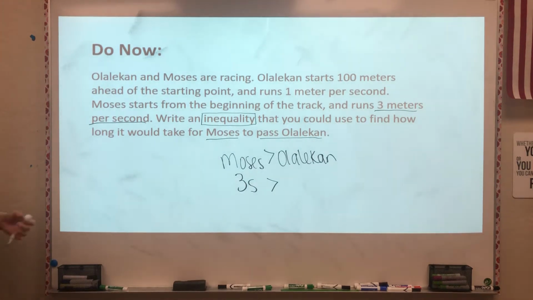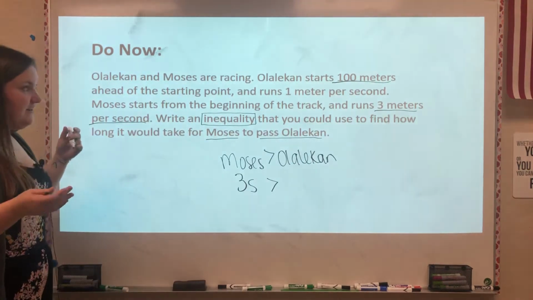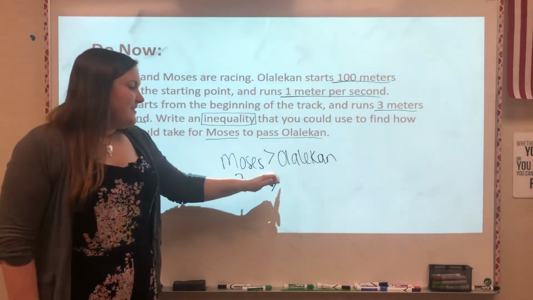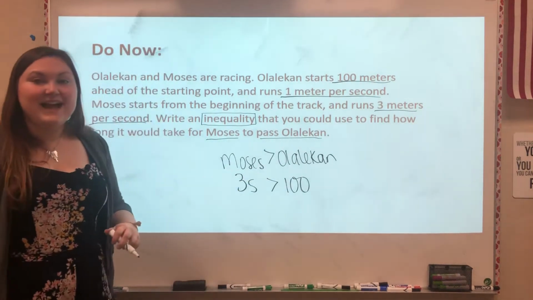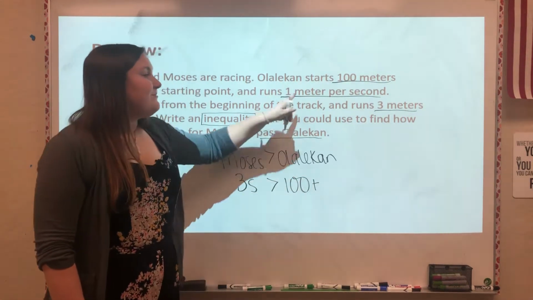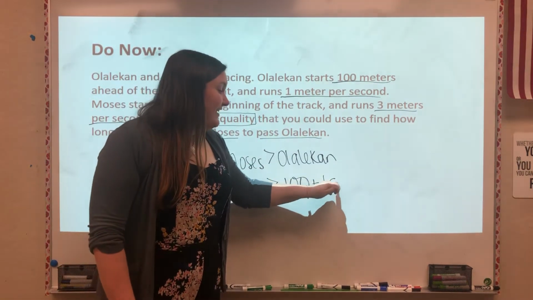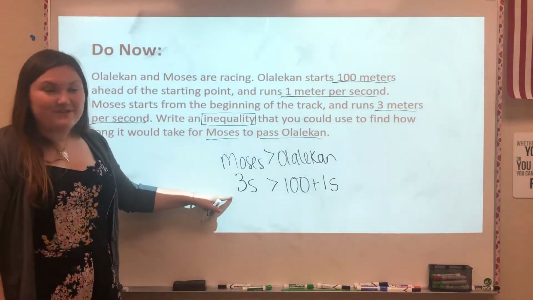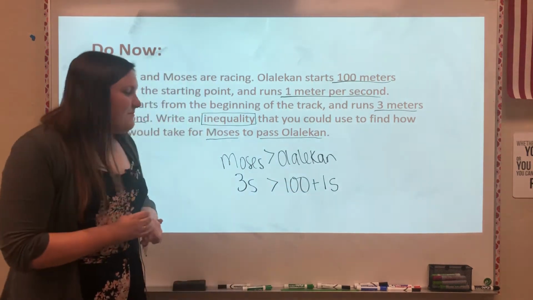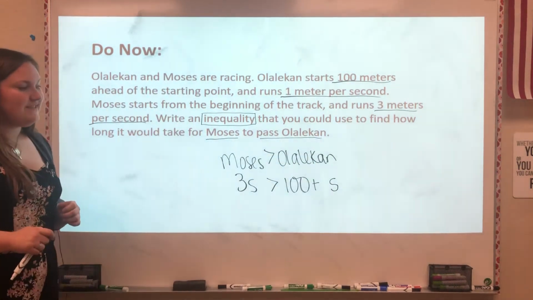Well, what do I know about him? Well, he starts 100 meters ahead of the starting point, and he's running 1 meter per second. So for Olalekan, I'm going to start by saying, well, he's got 100 meters that he's starting ahead of Moses, and then he is running 1 meter per second. So his distance is 100 plus 1s. To make it similar to what we did over here, that's showing 1 meter per second. That's fine to write if you want that, but we know if the coefficient is 1, you normally don't see that. So I'm just going to take that off and say 100 plus s.